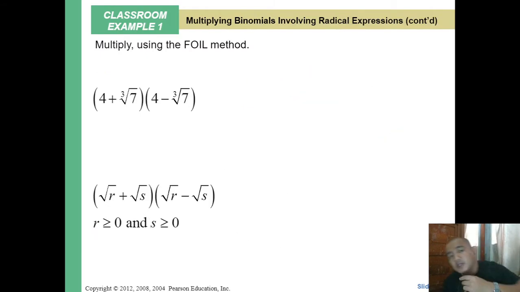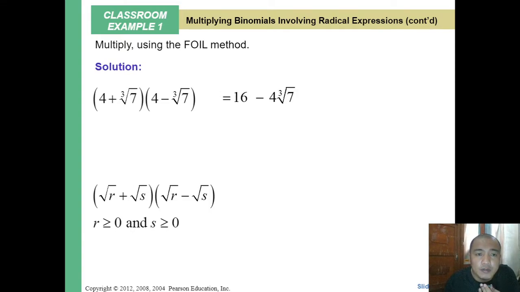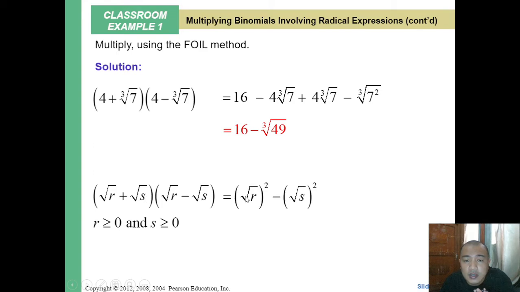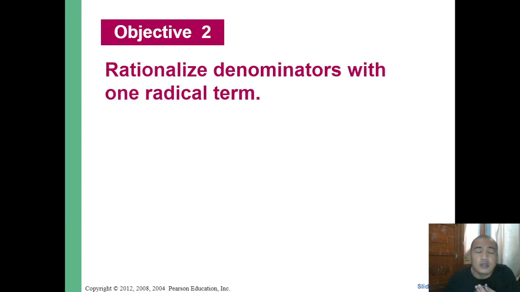Another, multiply using the FOIL method. 16 minus 4 cube root of 7 plus 4 cube root of 7 minus cube root of 7 squared, or 49. So the answer is 16 minus cube root of 49, because those terms cancel. This one is the difference of two squares, so r minus s. Difference of squares. Okay, this is now objective 2.